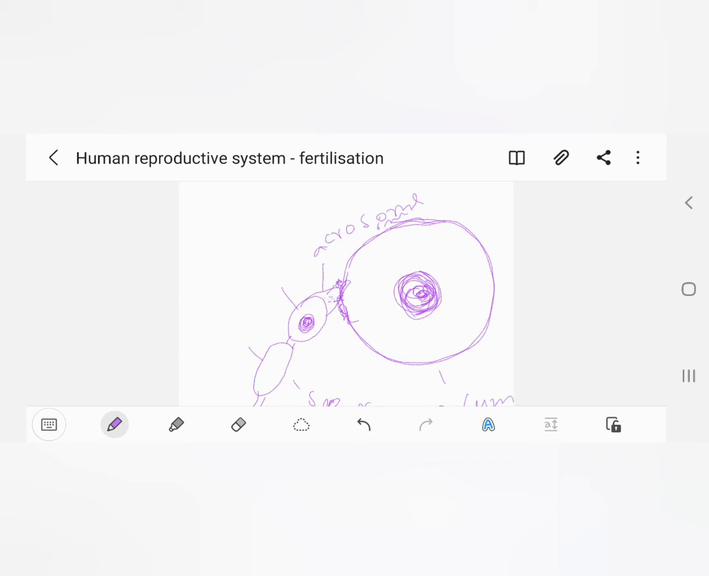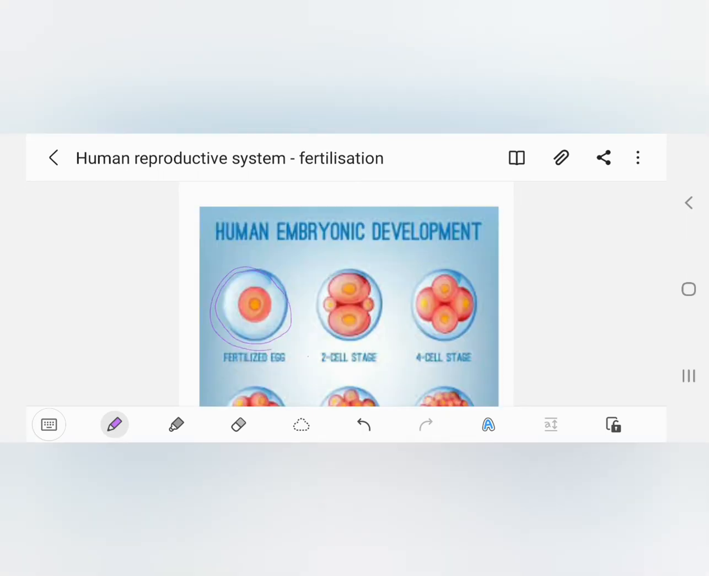After fertilization, the zygote gradually moves forward in the fallopian tube and reaches the next part, the uterus, within 3 to 5 days. Meanwhile, it undergoes many divisions and the zygote develops into an embryo. The zygote is a single-celled structure which undergoes many divisions and forms a multicellular ball-like structure called the embryo.